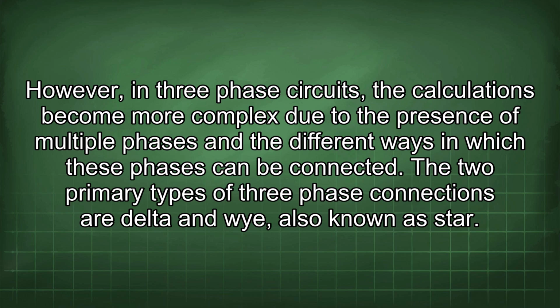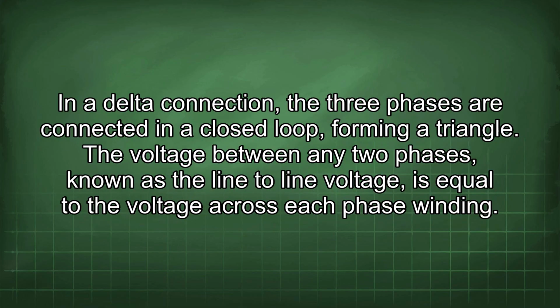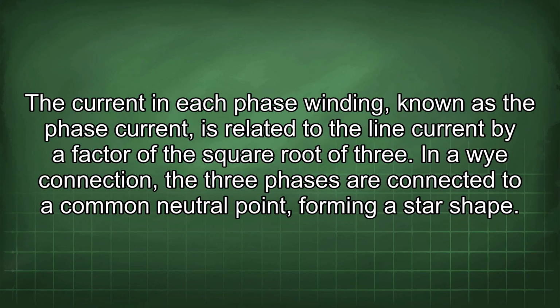The 2 primary types of three-phase connections are delta and Y, also known as star. In a delta connection, the three phases are connected in a closed loop, forming a triangle. The voltage between any two phases, known as the line-to-line voltage, is equal to the voltage across each phase winding. The current in each phase winding, known as the phase current, is related to the line current by a factor of the square root of 3.